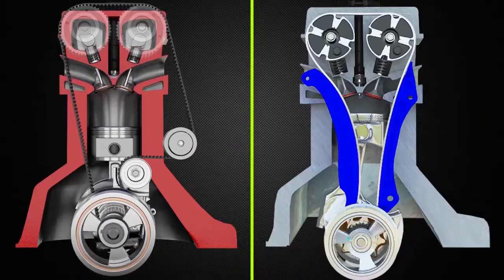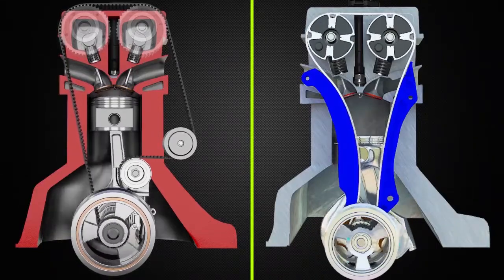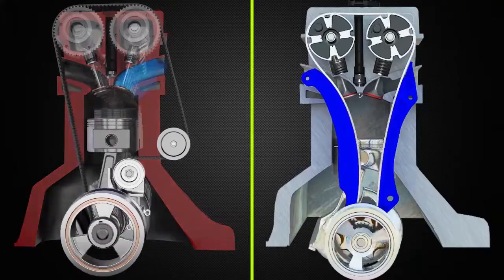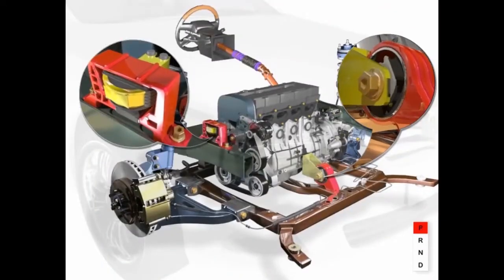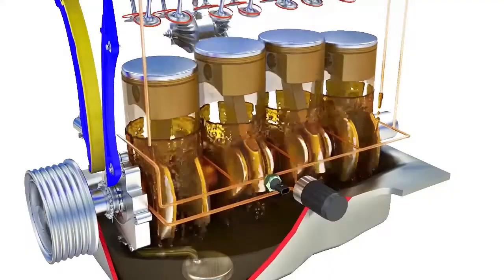A metal chain or rubber belt is used to ensure that the timing of the valves and pistons is synchronized. Motor mounts keep the engine from twisting from the torque of the engine, as well as absorbing vibrations.